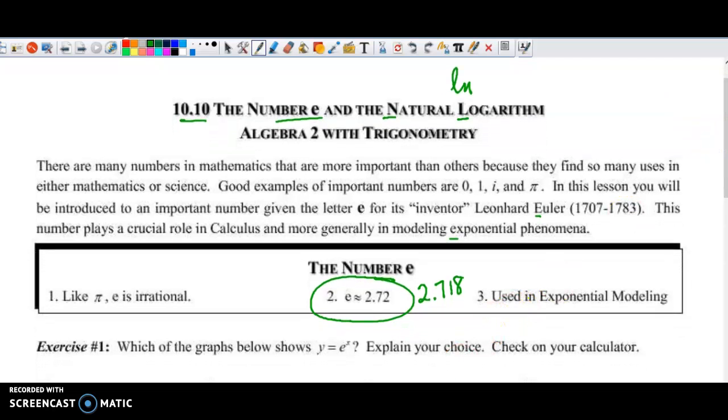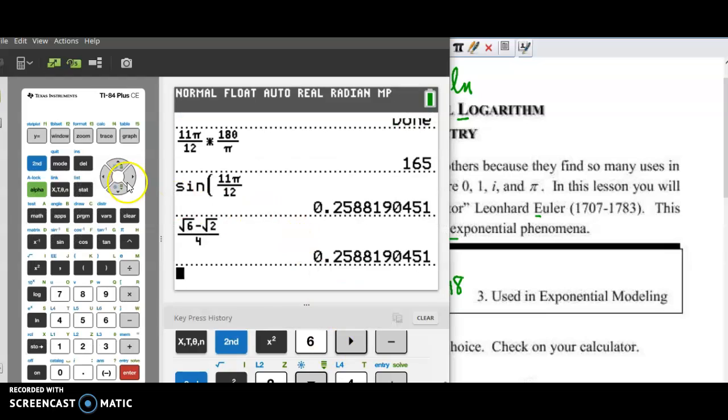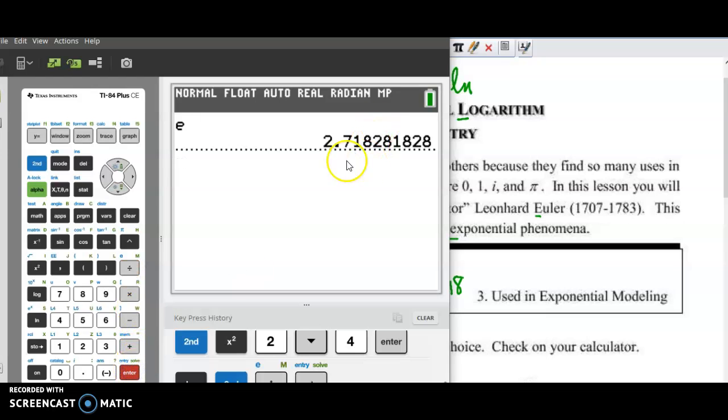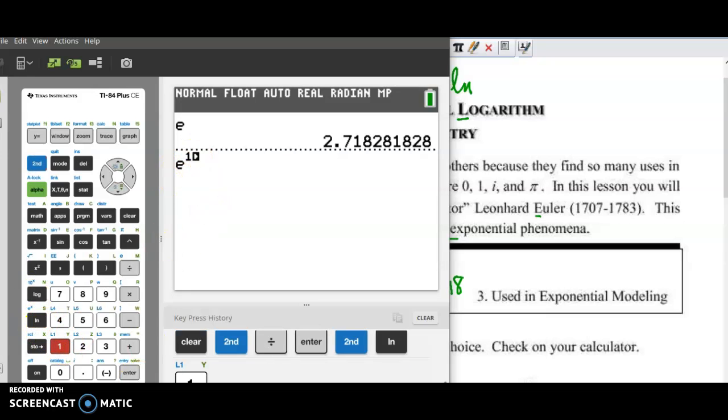And if you ever forget what e is, you can always hit second, the division sign, and then enter on your calculator, and there it is. You could also hit second ln, but then you just have to hit to the first power, because anything to the first power is itself, and you still get the same number.